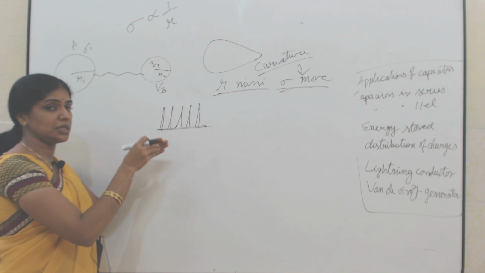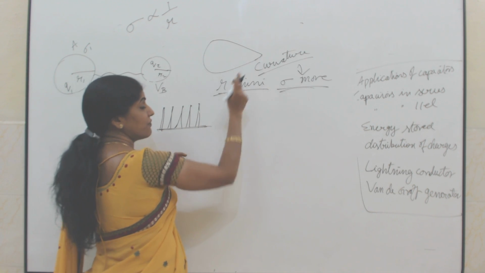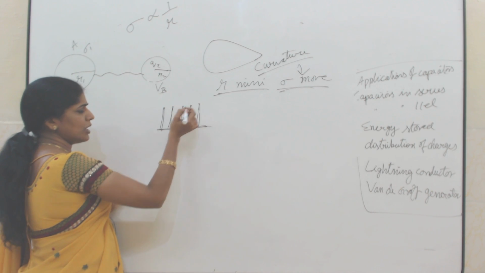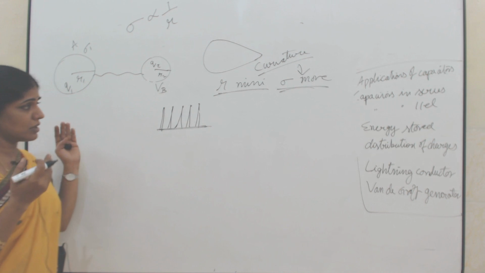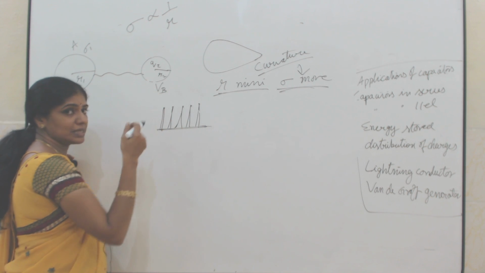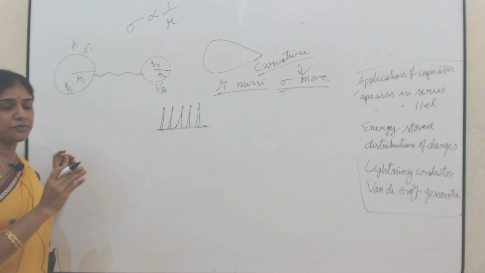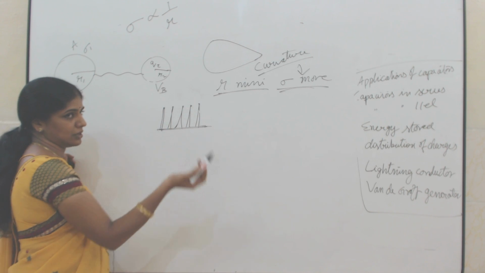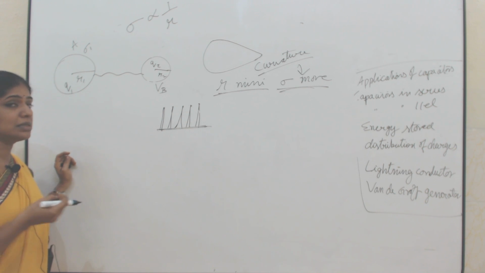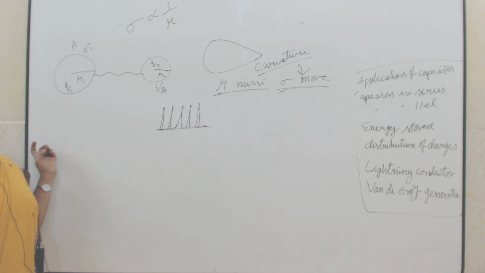That is, more number of charges are stored at this end where the radius is minimum and the curvature is maximum. So, what happens? It is also found, and it is also proved experimentally, that there is leakage of charges at the sharp ends of a conductor. So, why? Can I explain why the charges are leaking at the sharp ends of a conductor?